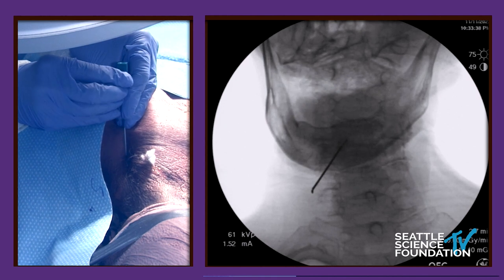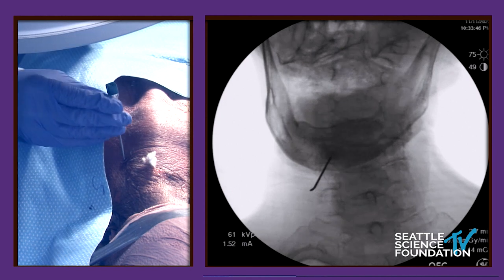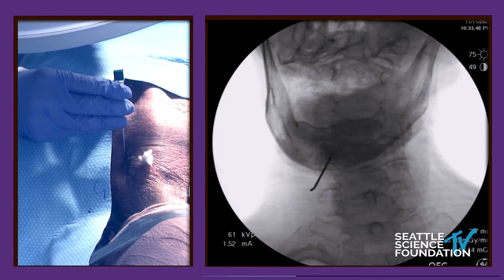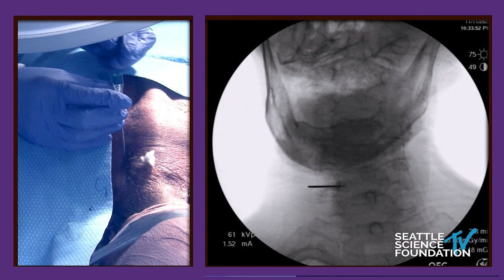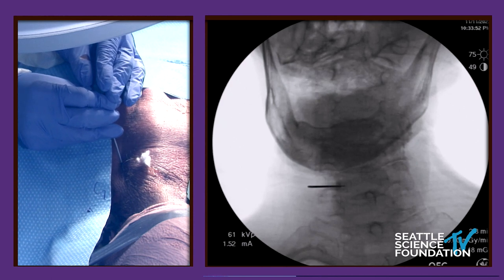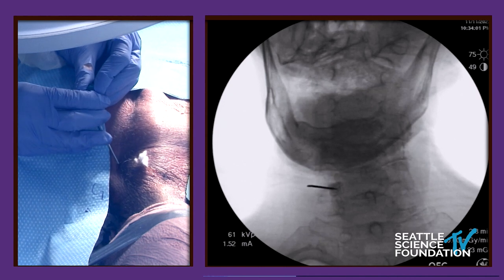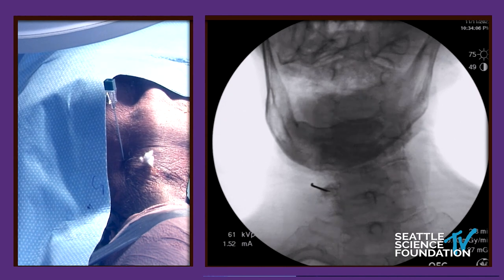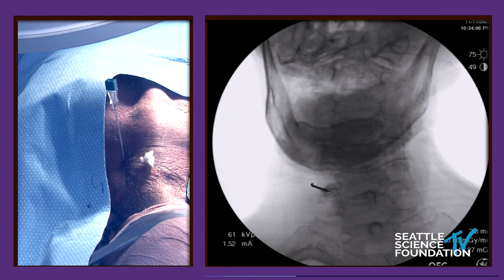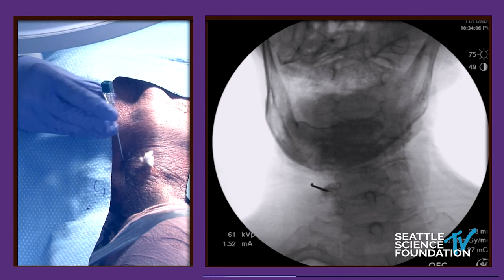So at this point, I'm just trying to get my needle in a gun barrel view and anchored into the tissues just lateral to that facet. Picture. So I like that my needle is aiming toward the waist of that lateral mass, as I had pointed out to you on the spine model. It's not quite in a gun barrel view yet, so I'll continue to work on that.